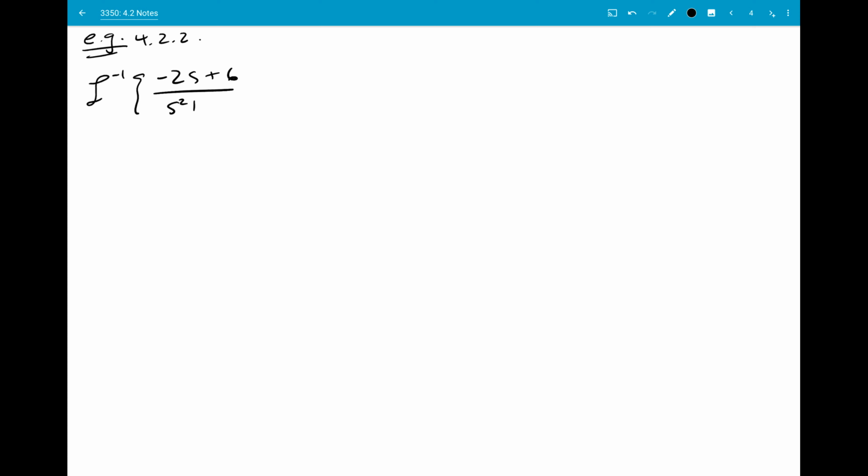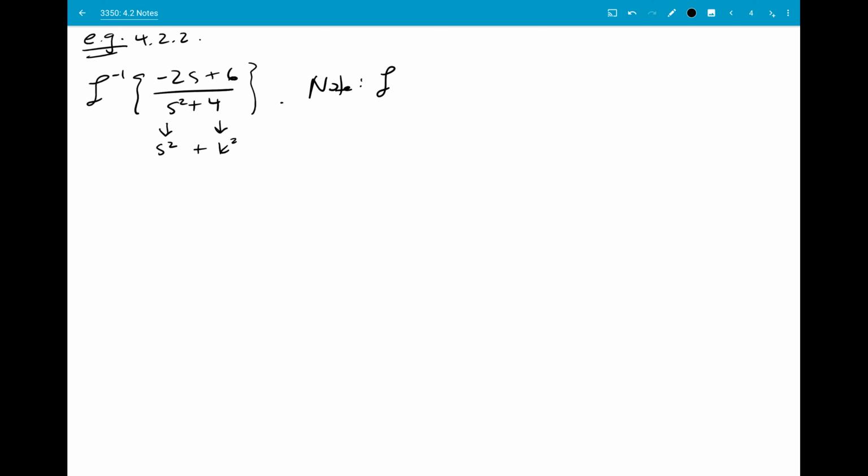We'll do, I guess, one more example just to make sure that this really sticks. So 4.2.2, we're looking for L inverse of minus 2s plus 6 over s squared plus 4. And we're looking at something that has something like s squared plus k squared in it. So let's kind of write down our two inverse Laplaces that we know that involve those terms.